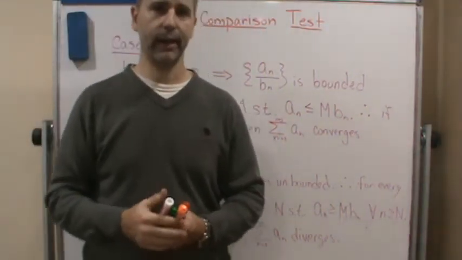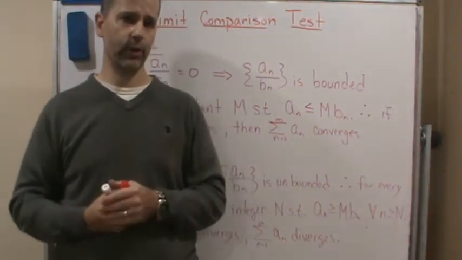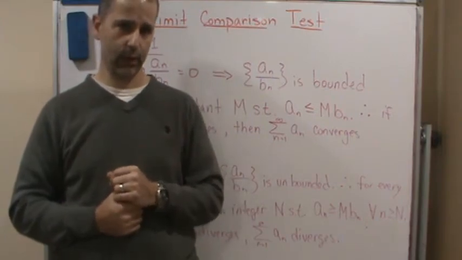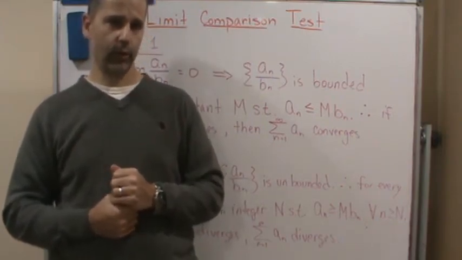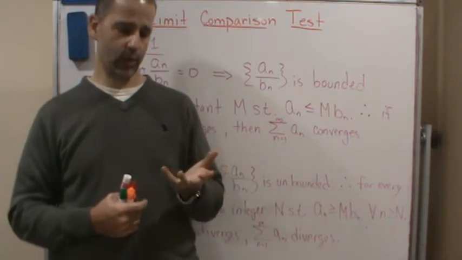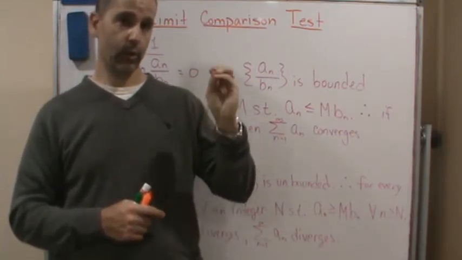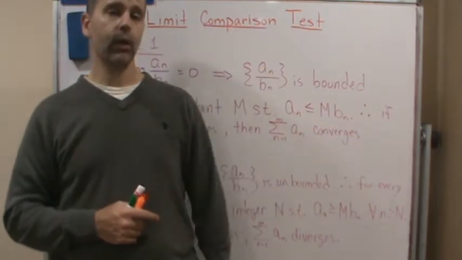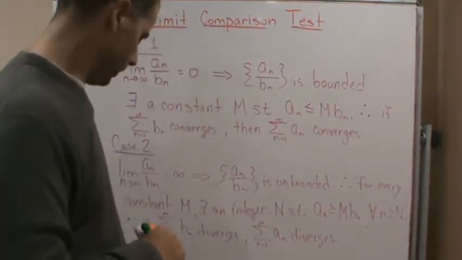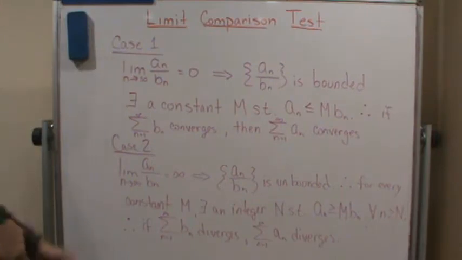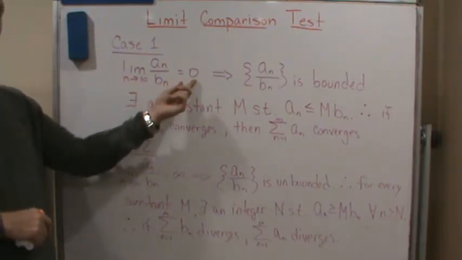Okay, so welcome back, and now I'm going to talk about two other cases that come out of the limit comparison test. So in the previous video we talked about the limit of the ratio going to some real number other than 0. So what if there are two other cases where we could use the limit comparison test? And the first one is, what if the limit does go to 0?